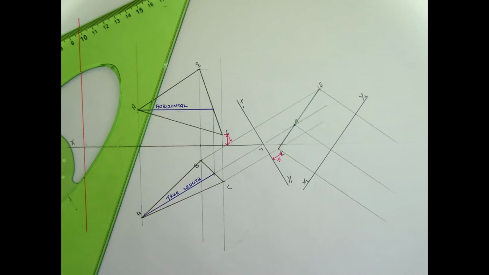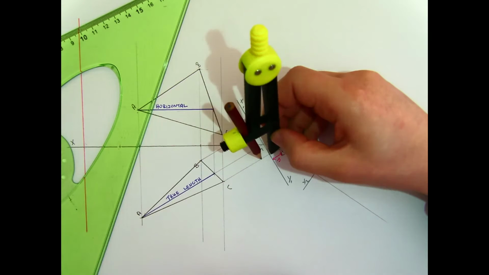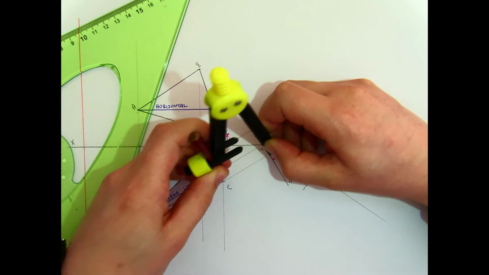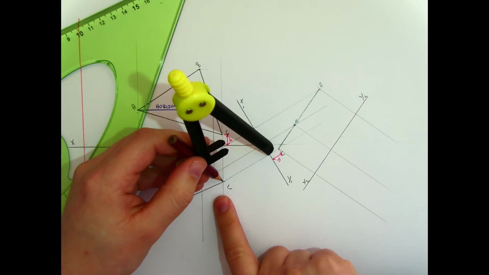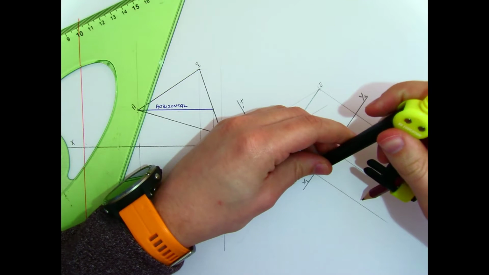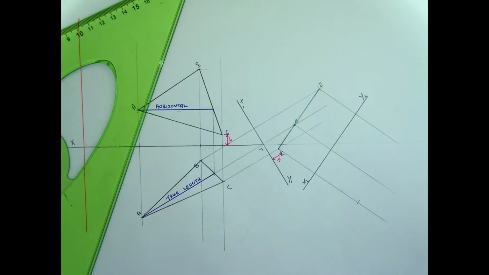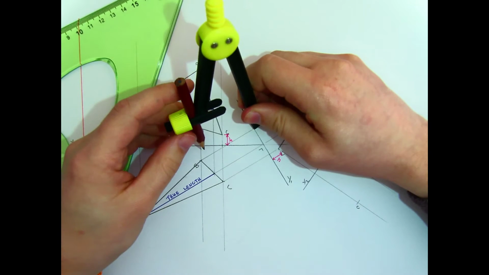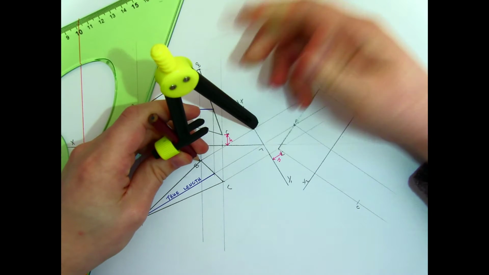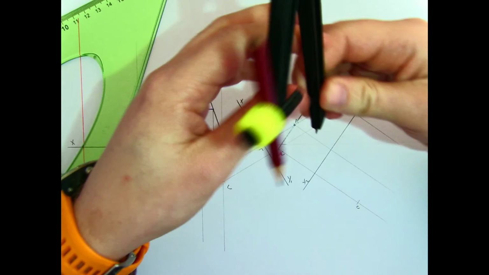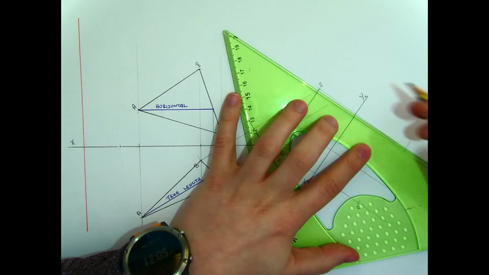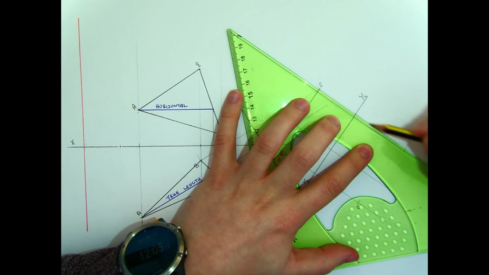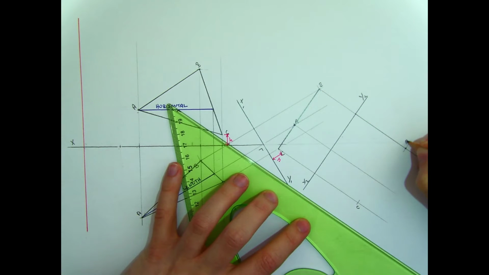To do that, I can take my compass and measure the distance from the x1, y1 line back to C. Mark that same distance on line C over here, and this gives me the location of C. I can do the same thing for B. From the x1, y1 line back to B, mark that out here on the line coming from B, from the x2, y2 line, and this gives me point B.